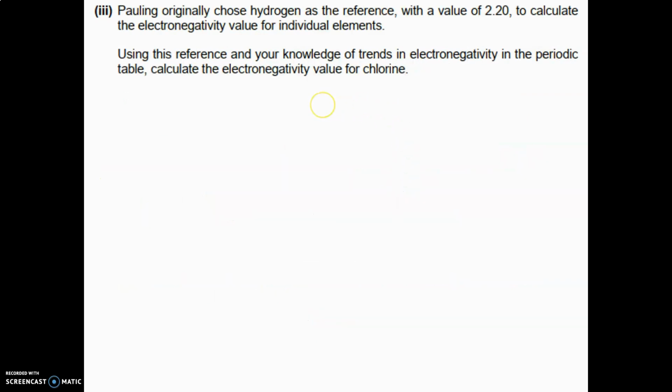So part 3, to calculate the electronegativity value of chlorine. So we know that chlorine is more electronegative than hydrogen, which means that its electronegativity value is higher than hydrogen. Since hydrogen's electronegativity is 2.20, we are going to add the difference between Cl and H to 2.20.